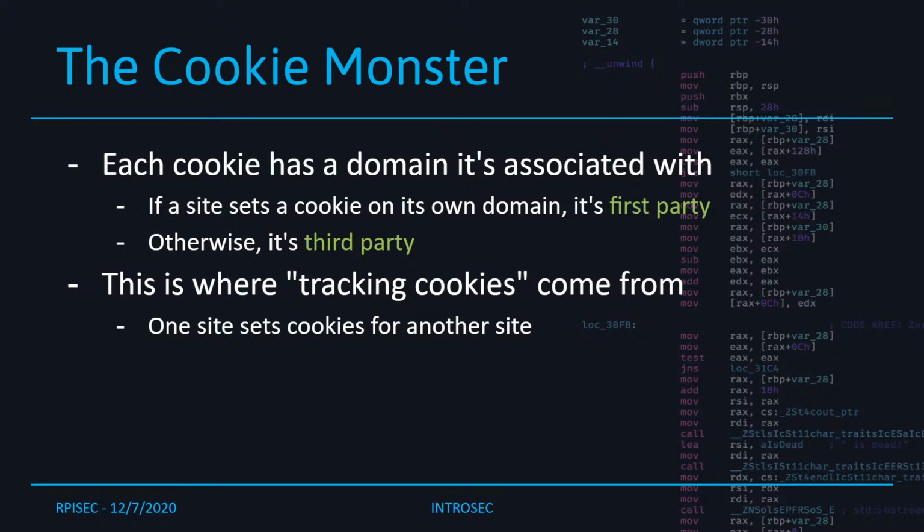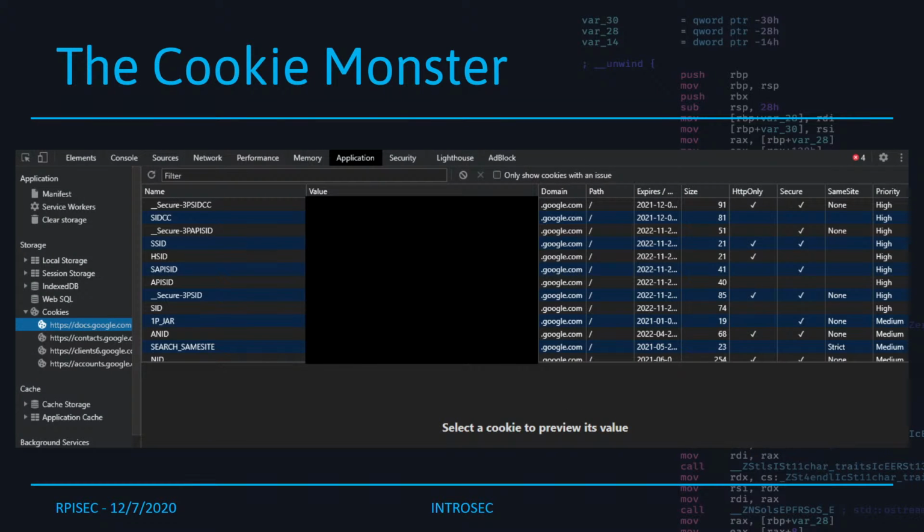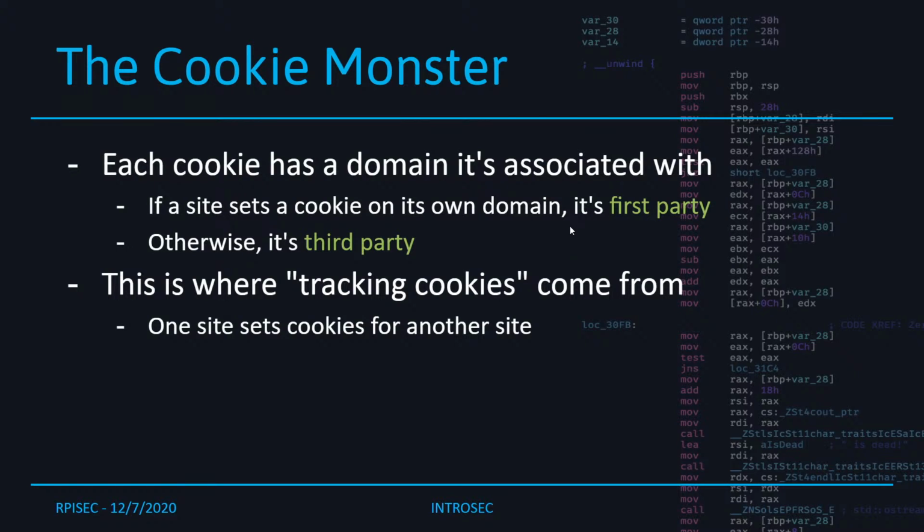So each cookie has a domain it is associated with. And so in this case, all these are google.com cookies. If a site sets a cookie with its own domain, so if google.com sets a cookie for google.com, it's a first-party cookie. And otherwise, it's third-party. And this is where the whole notion of tracking cookies comes from, when one website sets a cookie that another website will later receive. And that will basically allow them to track you when you go to one website, and then you go to Facebook, and suddenly Facebook knows you went to that website.